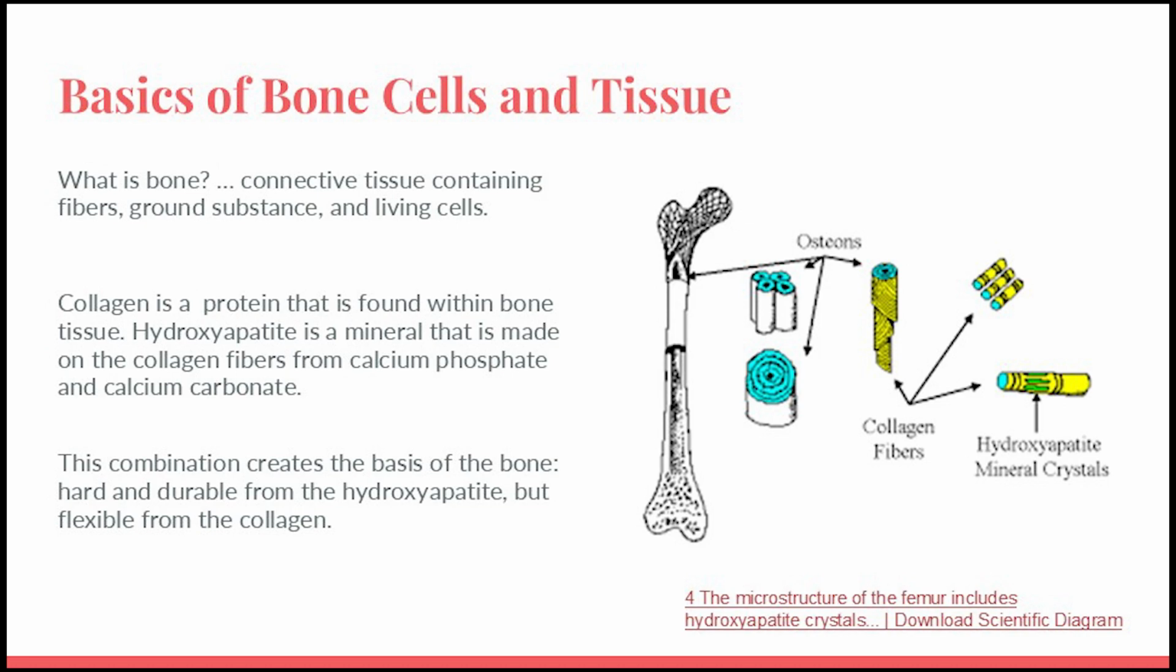Collagen is a protein that is found within bone tissue. And then we also have, as you can see here from this breakdown of the collagen, hydroxyapatite, a mineral that is made on the collagen fibers of bone from the combination of calcium phosphate and calcium carbonate. The combination of these two items creates the basis of bone, hard and durable from the hydroxyapatite, but also flexible from the collagen.